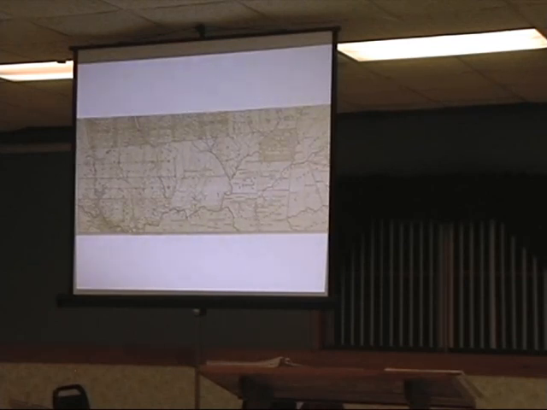So, but the best way, if you were to look at an atlas from 1869, you can see the different shapes of the lots, and you can see that they don't all form the same pattern.